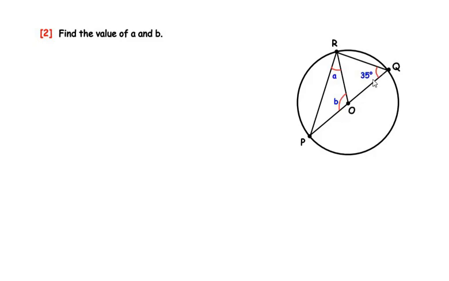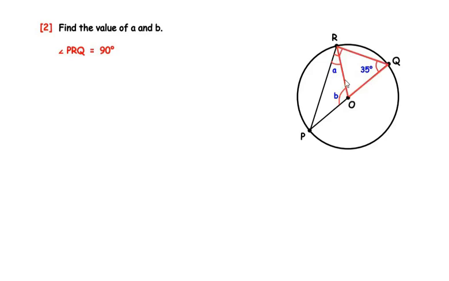Now here POQ is the diameter and it forms an angle in the semicircle at point R. So angle PRQ becomes 90 degrees. Now let us consider the small triangle QOR, and this is going to be an isosceles triangle because the side OQ is equal to the side OR, as both are the radius of the same circle. So whatever value we have for angle Q here, it will be the same for angle R, that is ORQ. So we get here 35 degrees.